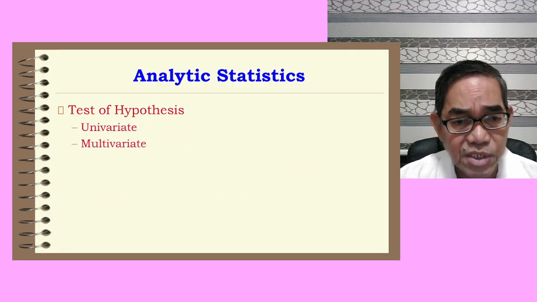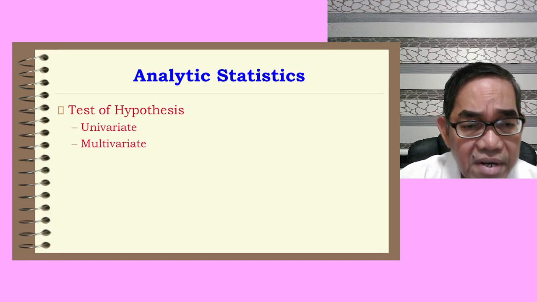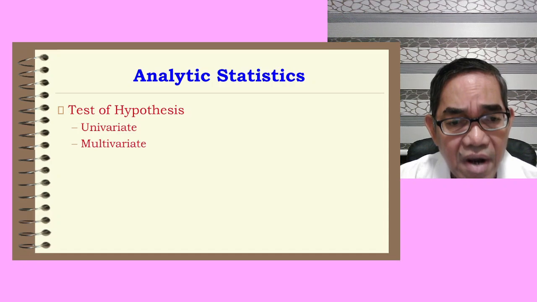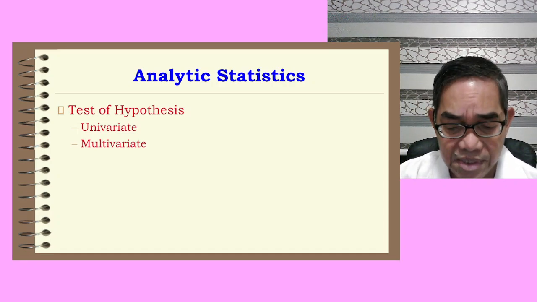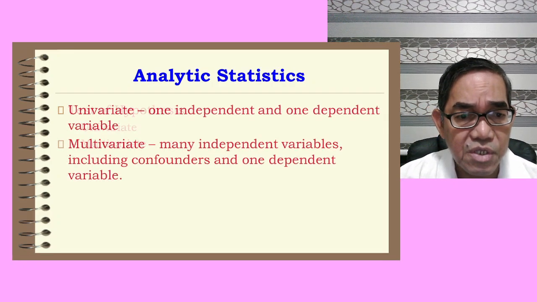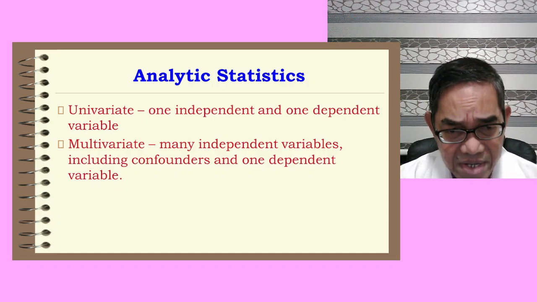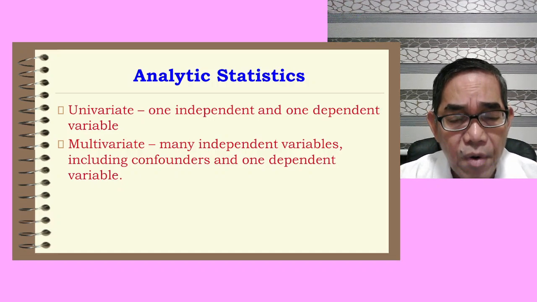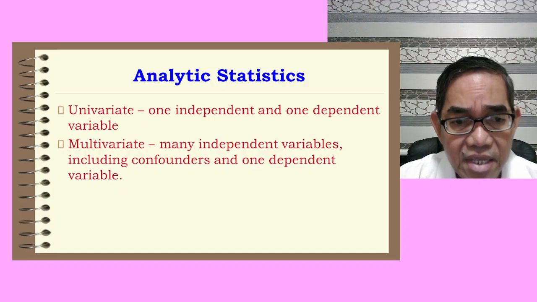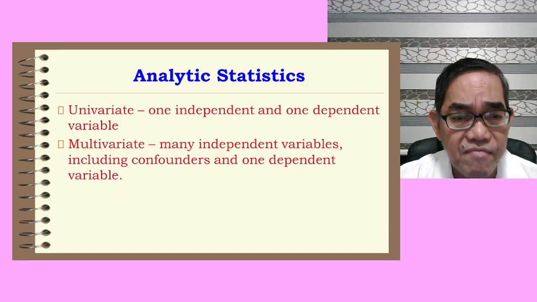In the test of hypothesis, we have the univariate and we have the multivariate statistics. Okay, what does univariate statistics mean? When we say univariate statistics, we only have one independent and one dependent variable.